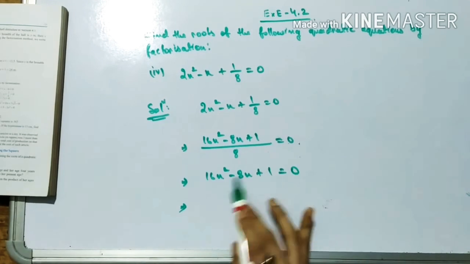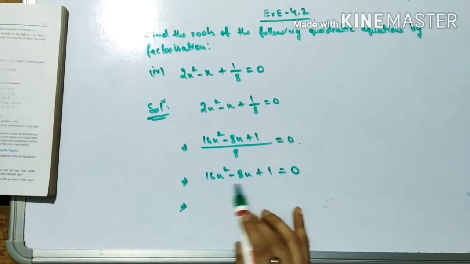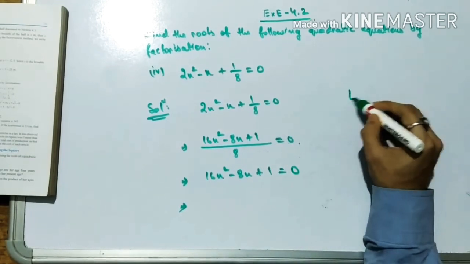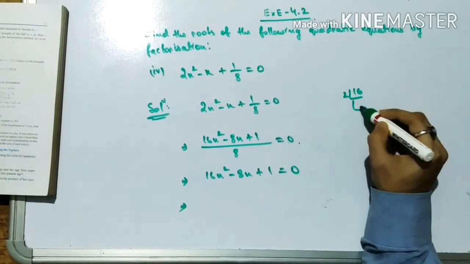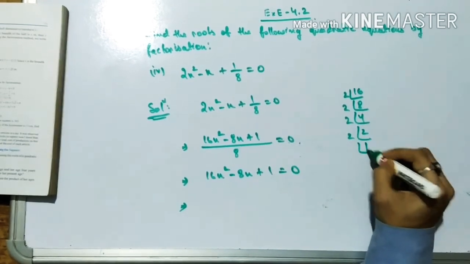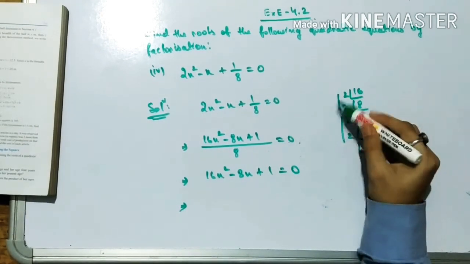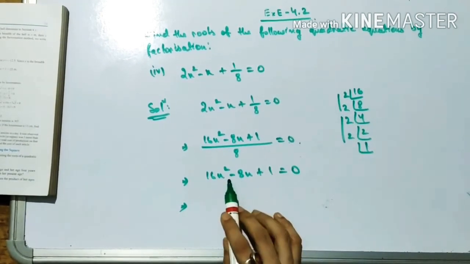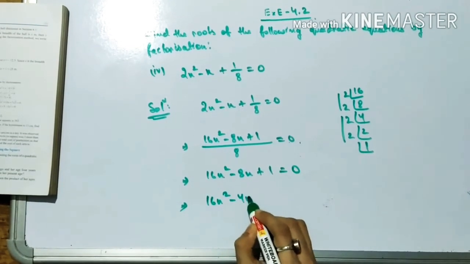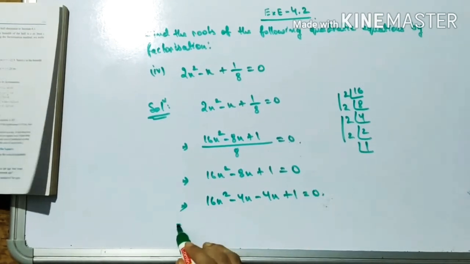So now this quadratic equation I will have to factorize by splitting the middle term. So now 16 into 1, how much will I get? 16 I will get. 2 8s are 16, 2 4s are 8, 2 2s are 4, 2 1s are 2. Now you see 2 2s are 4, 2 2s are 4. 4 plus 4 I will get 8. Minus 8x is there. So I can write 16x square minus 4x minus 4x plus 1 equals to 0.